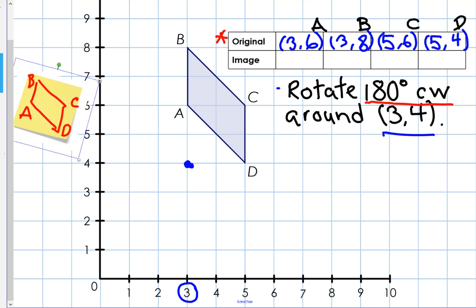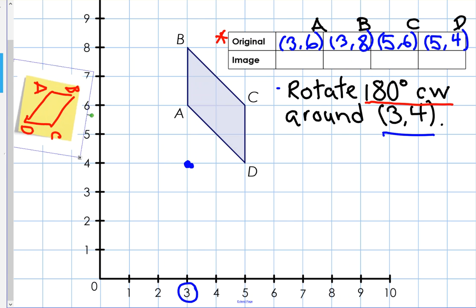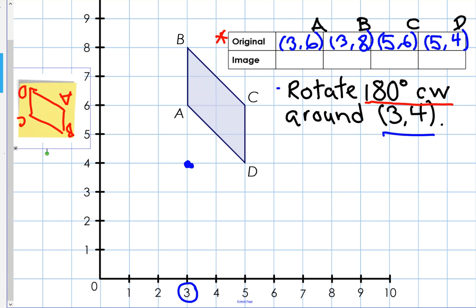A quarter turn is 90 degrees, and half a turn or upside down is 180 degrees. Now, note the position of A, B, C, and D. We notice that A is now at the top of the polygon, closest to our center of rotation. B is opposite of A, and so on.